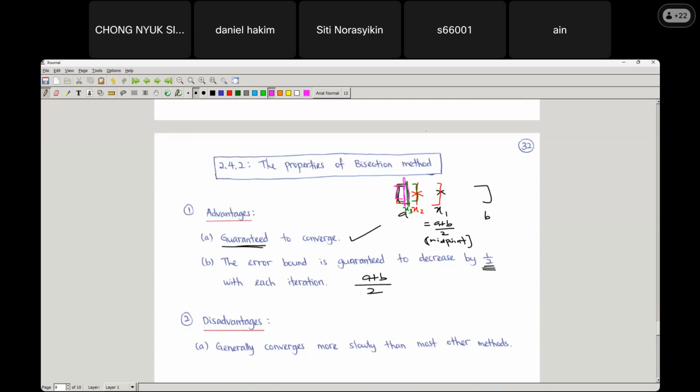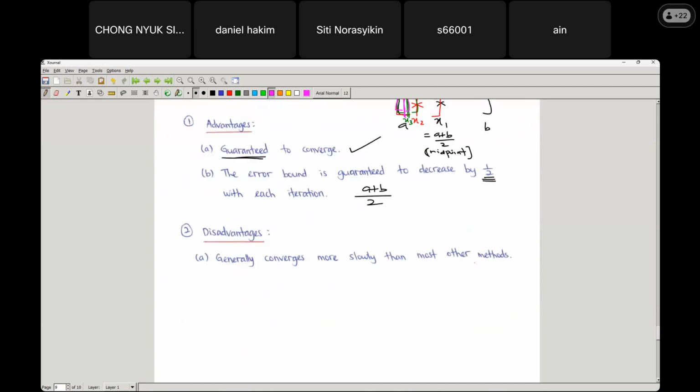So every time you chop into half and half and half, you only focus on the one that you chop. Okay? So the half that you have considered. So that's why it is decreased by half with each iteration. All right? Now, the disadvantage, the bad thing about the bisection method is it converges slower than other methods.